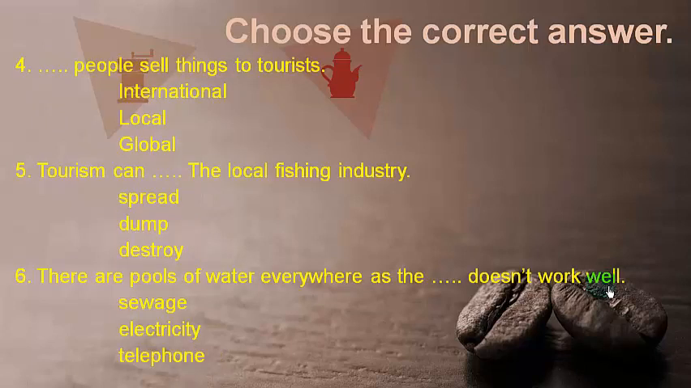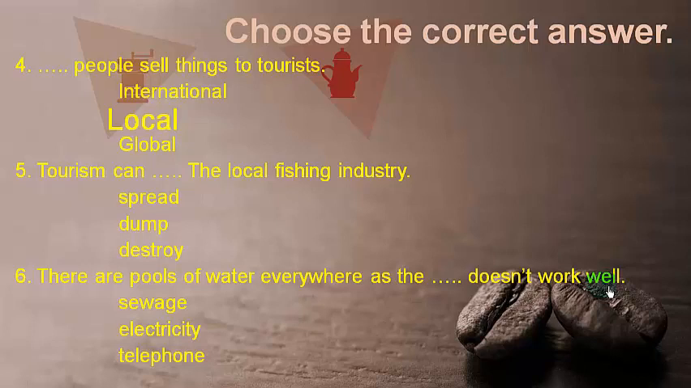Good. Number 4, which people sell things to tourists? International people or local people? Good. So local people are the people who originally live in the place. Like we all live in Sharm el-Sheikh, for example. So we are locals. We are the local people of Sharm el-Sheikh.